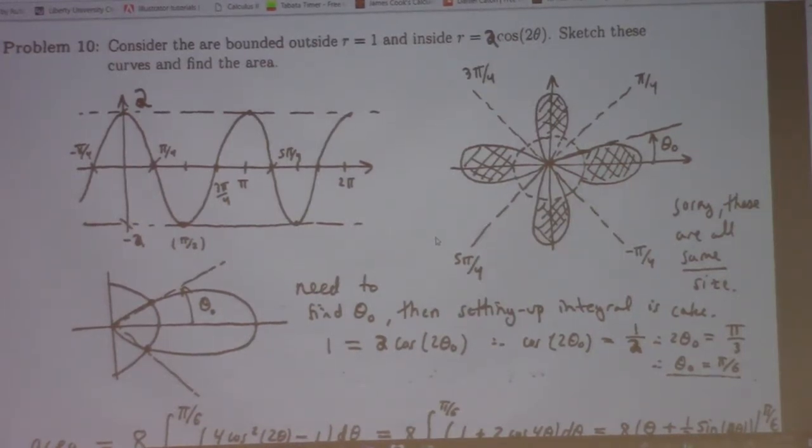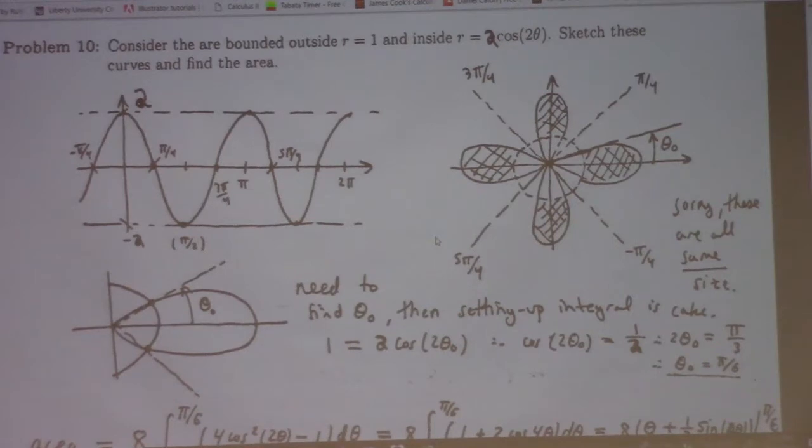But then, not being content with that, I said find the area bounded outside r equals 1 and inside r equals 2 cosine theta. So r equals 1 is a circle, and so we're cutting off the inside of these petals, right? So they're not getting all the way to pi over 4, are they? They're getting to like this angle and that angle.